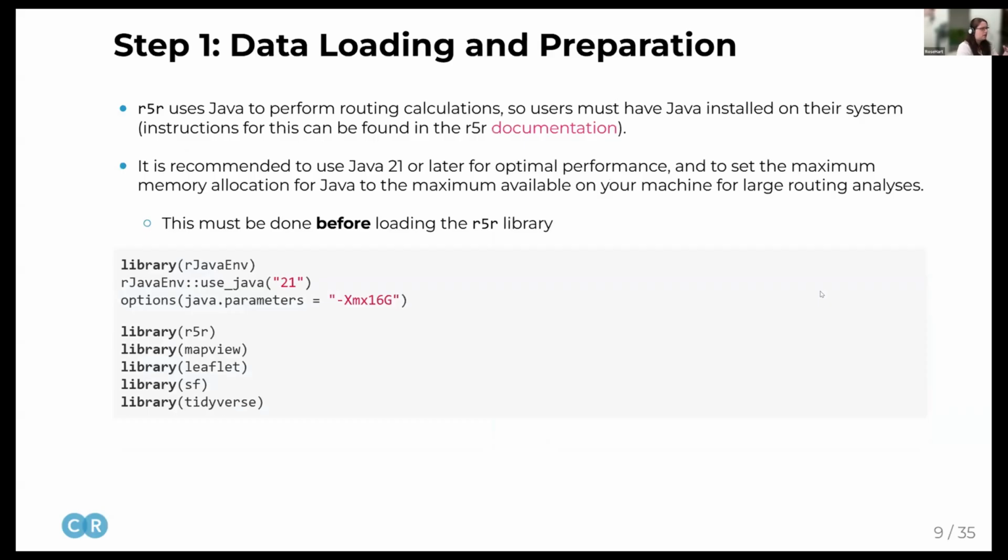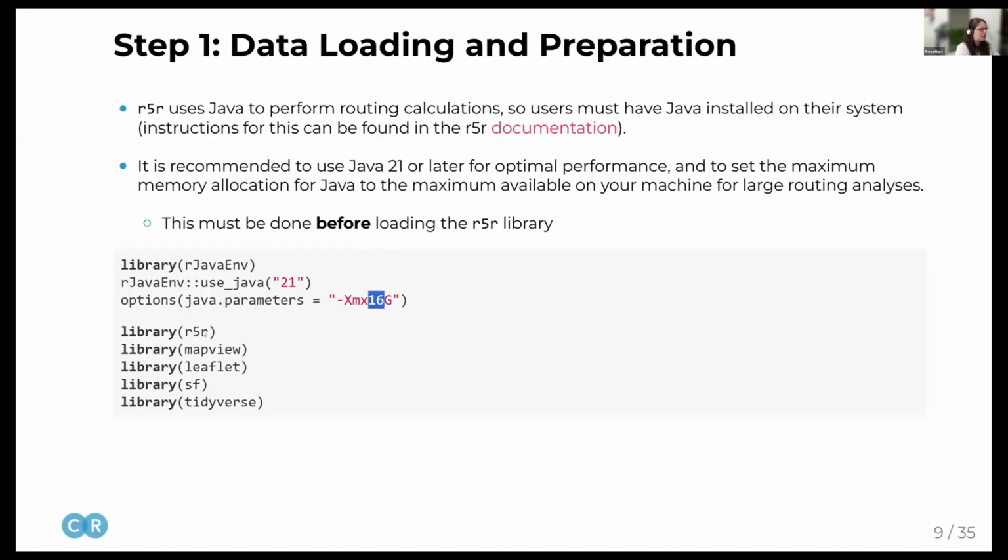So how to use R5R in this instance? It uses Java, so you have to have that installed on your system, and there is documentation; I've provided the links. You have to use the rJavaEnv package, and also amend the amount of gigabytes of RAM that is going to be used by R. The default is 2, and I can assure you that's not going to be enough, and we'll go on to that in a bit. I've set 16 because that's what my laptop can handle. And you have to do this before loading in the R5R library.